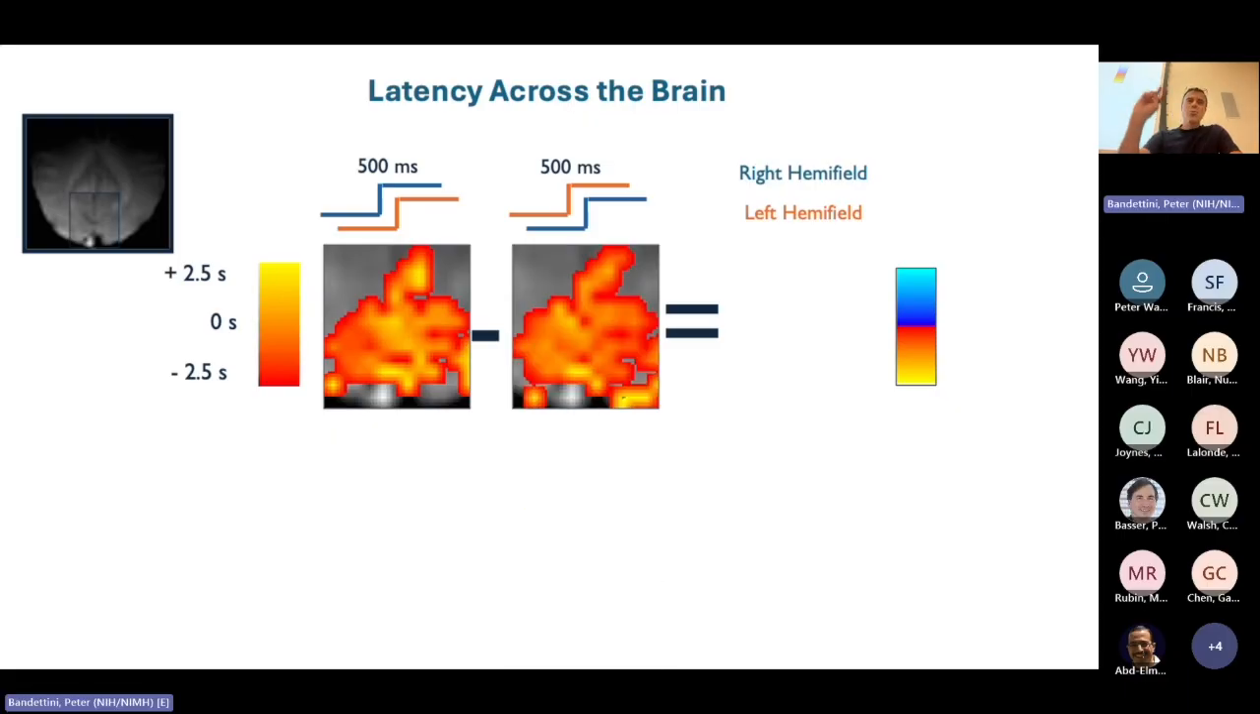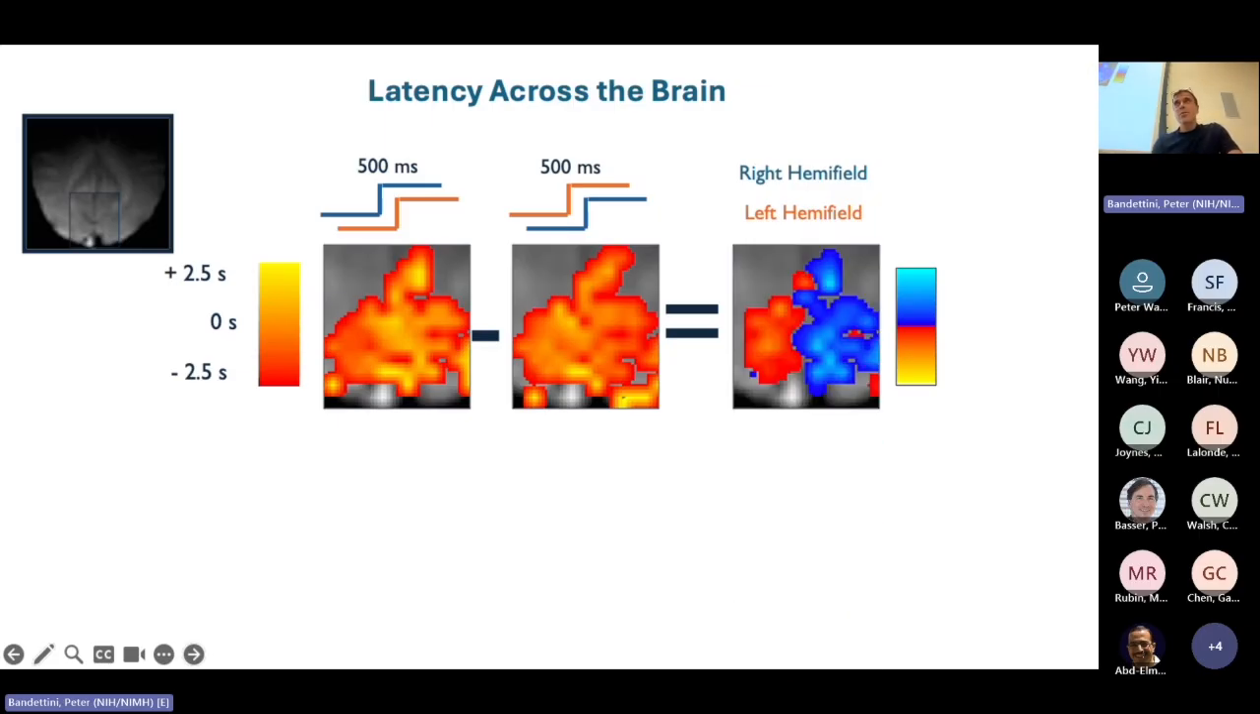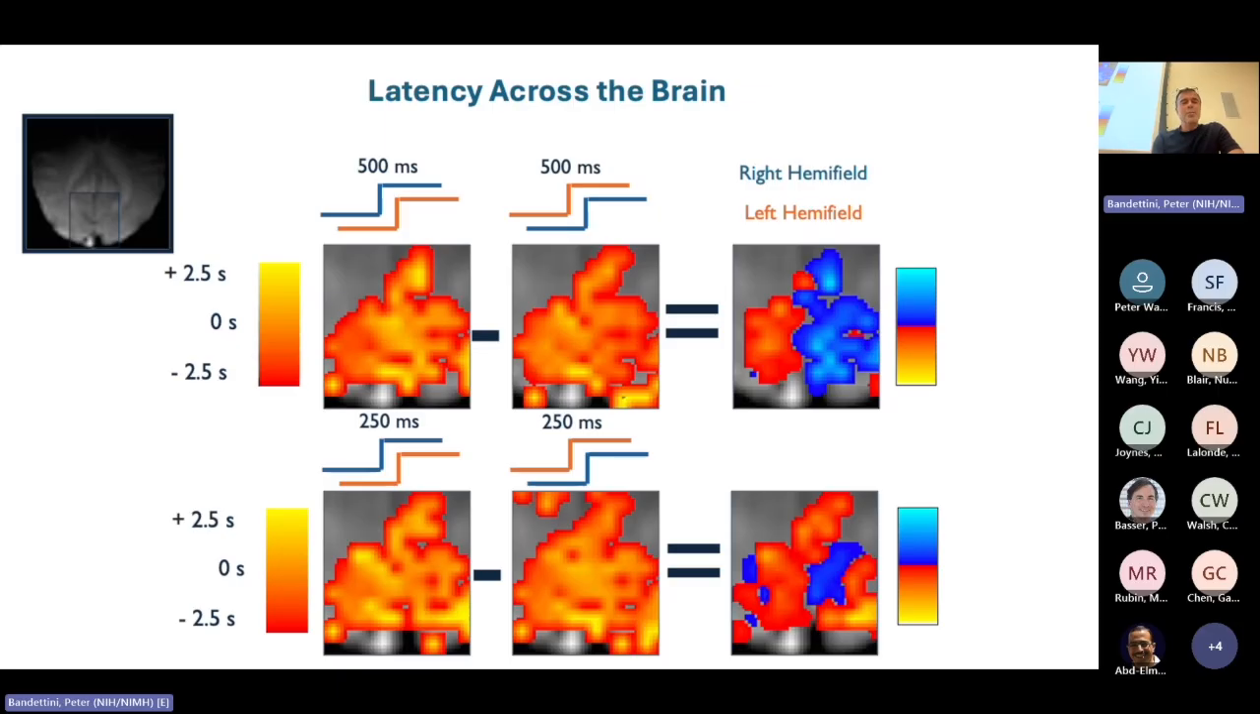But if you switch the order, you still can't really see much. But if you subtract these two maps, it comes out pretty beautifully that you can actually see the onset difference. In this case, it's a second onset difference, 500 and 500. And you can go faster. This is 250 milliseconds. You still see a difference.